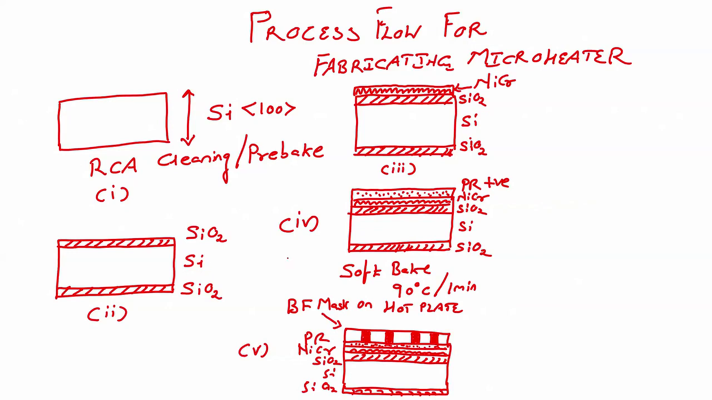I am not writing in detail, but let us say this is the fifth step, soft bake. When you spin coat photoresist, you have to perform soft bake, then you have to load the mask.